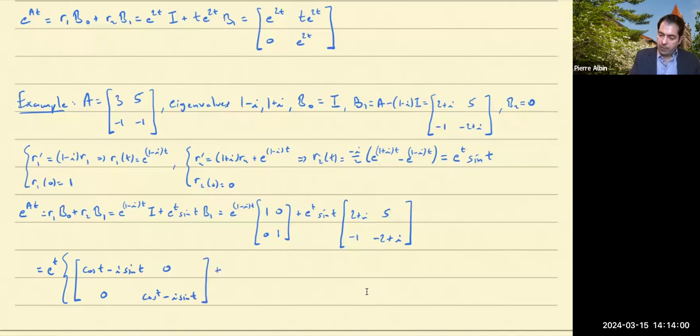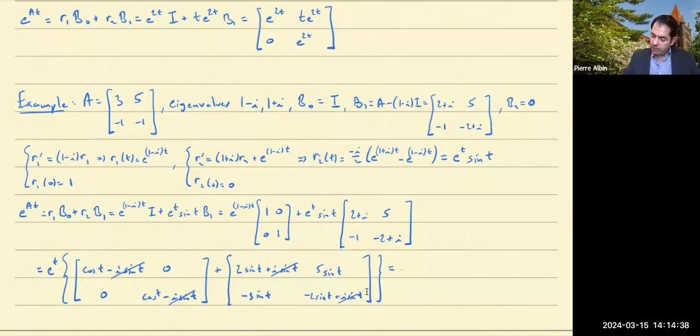And then if I pull out the e to the t as a common factor, then I end up with sine t times these. So that's 2 sine t plus i sine t, minus sine t, 5 sine t, minus 2 sine t plus i sine t. Right? So notice this minus i sine t cancels with that one. And this minus i sine t cancels with that one.